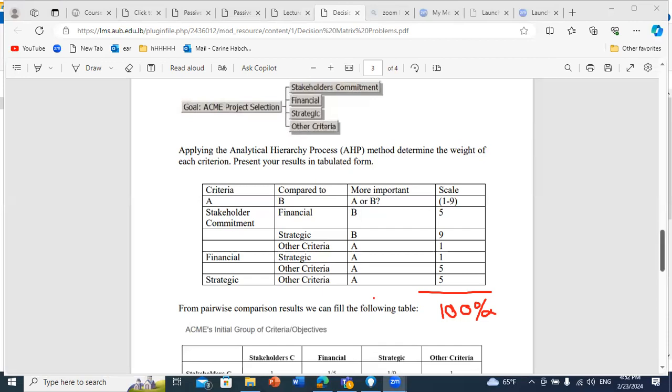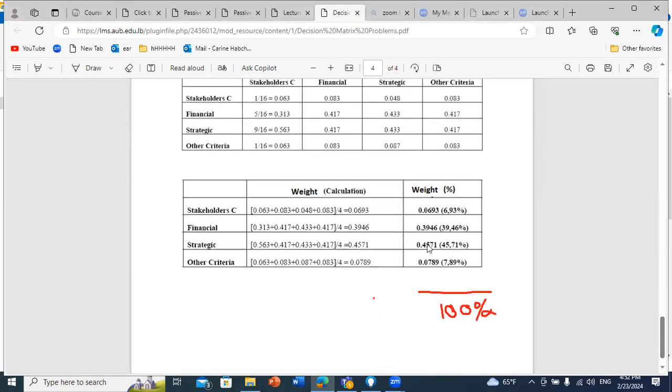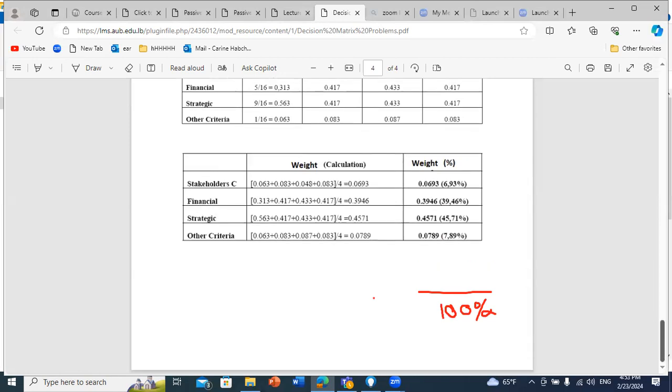Okay, so until now, what did we do? We just found out what the weights are for our different criteria. Okay, so here the most important criterion is the strategic one. It has a percentage of 45.71%. The criterion of second importance is 39.46, followed by other criteria, and finally stakeholders commitment obtains the lowest weight. Okay, now how can we have a complete problem?